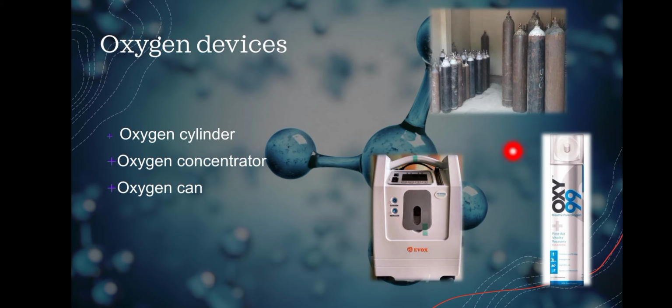And there is another thing called an oxygen can. This can be used temporarily if you are someone who doesn't need oxygen consistently, but you may need oxygen in some situations, like when you're bathing or when you go to the toilet, you feel tired or you feel breathlessness. You can use it at that instant.